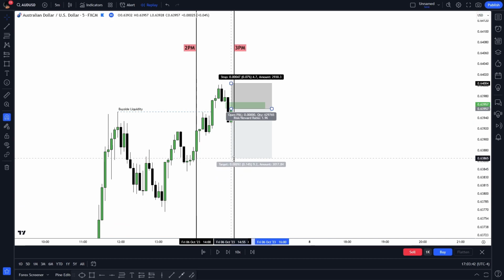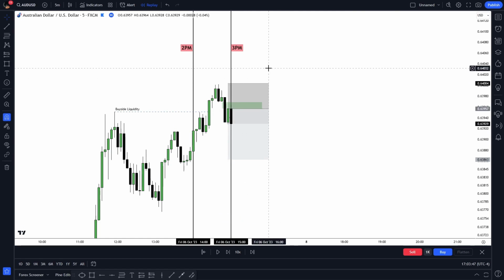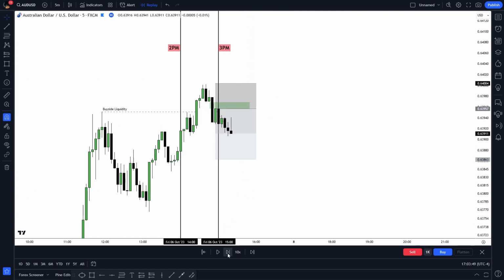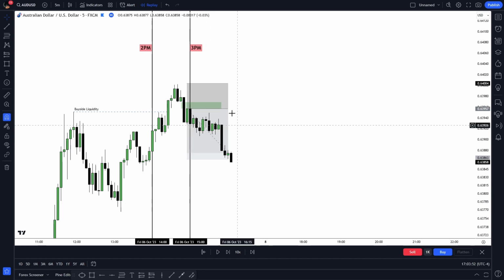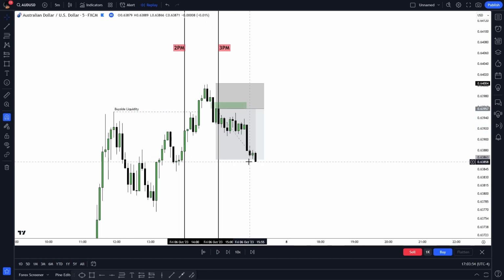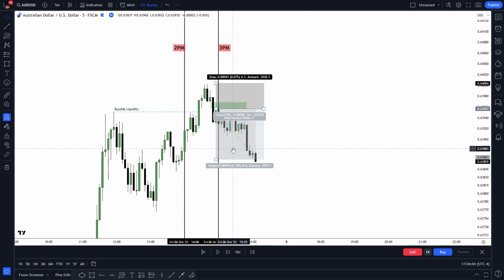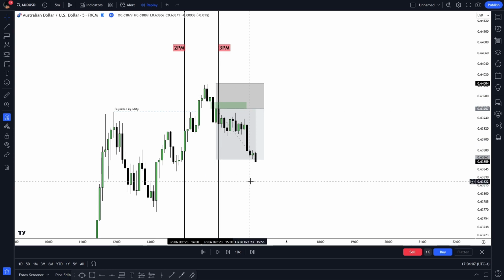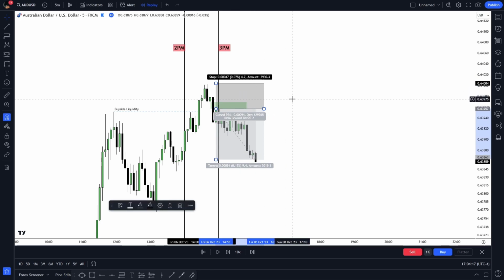We target a 1 to 2 right here. And we do, in fact, get filled. So we play it out. And we hit TP, right? Keep in mind that these examples are in hindsight. All of your results are not going to look like this. But this was just a fine example. Look again how we hit TP after the 3 p.m. mark. So after the silver bullet hour, but that is fine because we got filled before we exited the 3 p.m. mark, right? So let's look at another example.